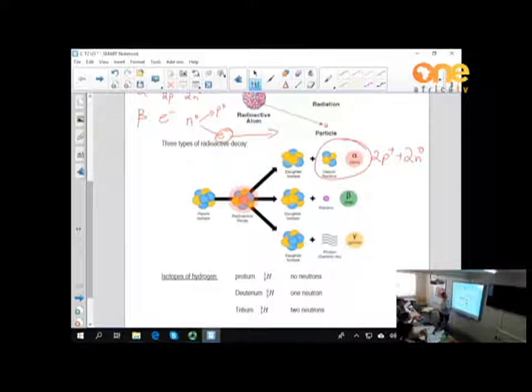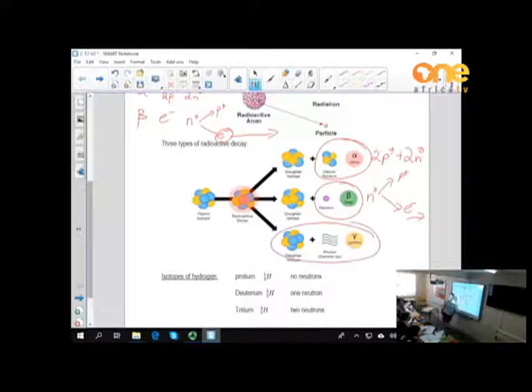Consists of two protons and two neutrons. Beta is an electron that is shot out. And remember I said it's a neutron that breaks up into a proton and an electron, and it's that electron that is shot out. And then gamma radiation. Well, we'll have a look at gamma radiation when we do waves. But it's also a form of energy that is given out, although it does not consist of a particle as alpha and beta do.